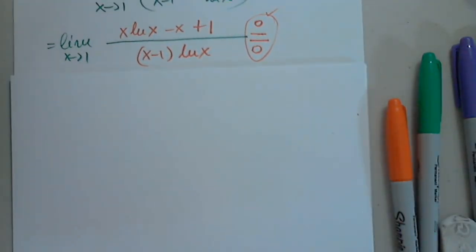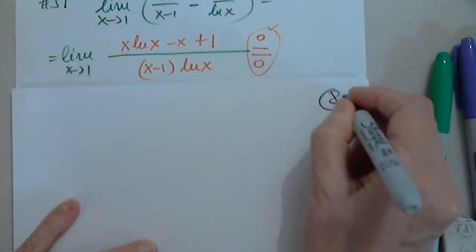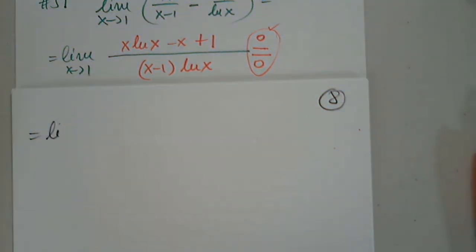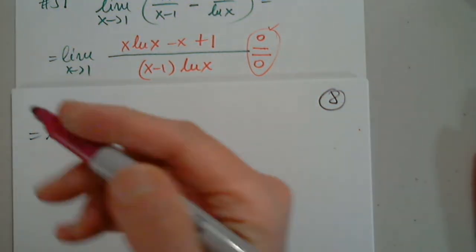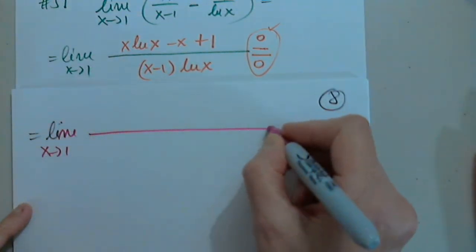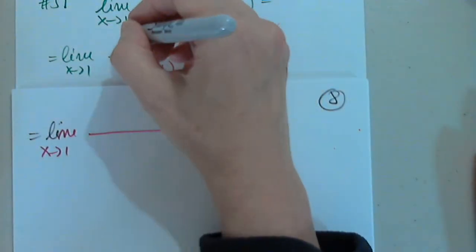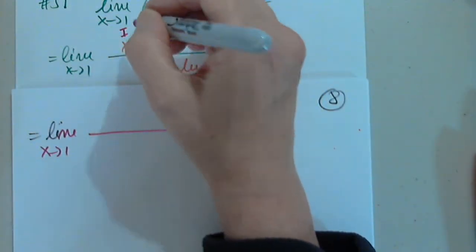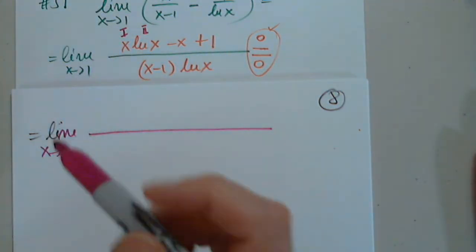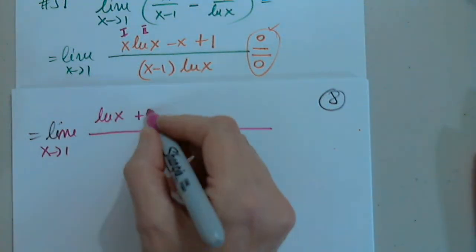So let's move on and handle just that. So limit as x approaches 1. Okay, so now I have to apply the product rule. So this is 1 and this is 2. So let's apply the product rule. First function prime is just 1. So I have natural log x plus x.